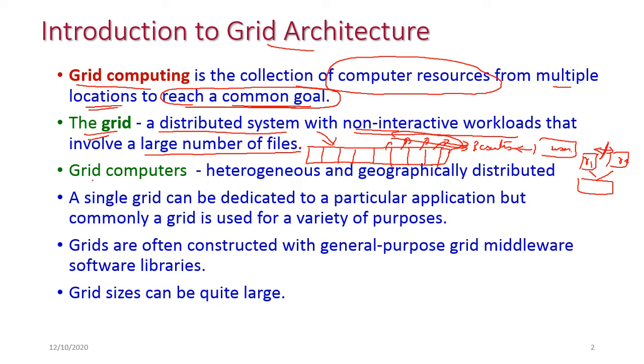And next one is grid computers are heterogeneous in nature and they are geographically distributed. That we know very well, isn't it? So heterogeneous means the configuration of those resources may not be the same, and a single grid can be dedicated to a particular application, but commonly grid is used for a variety of purposes. So a grid can be dedicated to a particular application, hence the grid is called the extended version of cluster computer, cluster network.